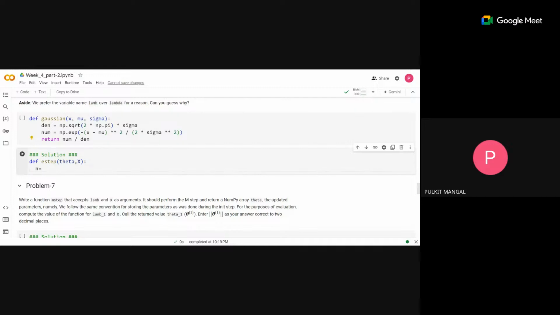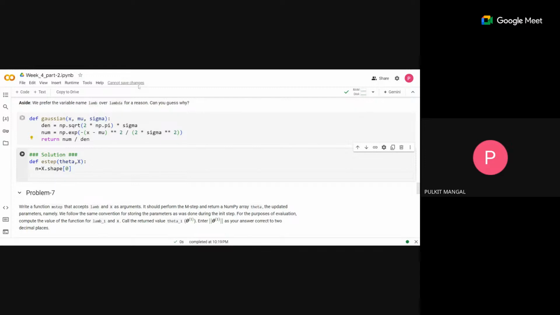First, let's calculate how many n we need, that is how many data points that we have. That would be simply x dot shape. Okay, x dot shape returns a tuple, so we need the first element, so that's why this 0 came here.